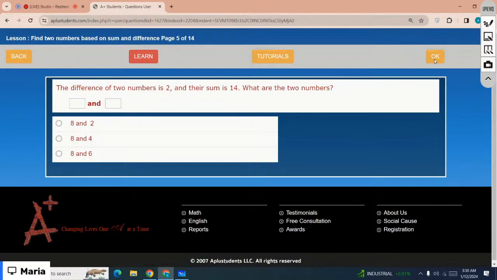The next one is the difference of the two numbers is 2 and their sum is 14. What are the two numbers? Which is the correct option?